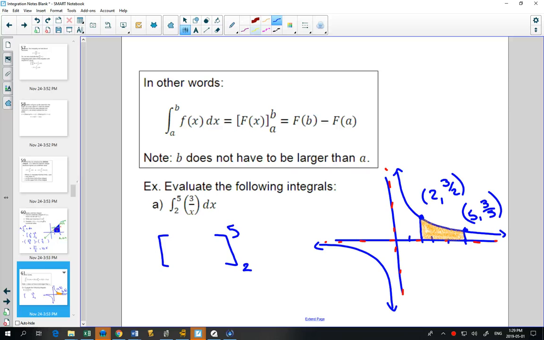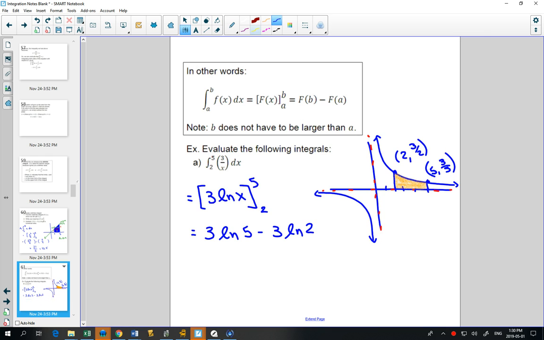This one can be tricky because it looks like a power rule, but in reality it is a natural log. 3 natural log of x. So our area would then be, plug in the 5, plug in the 2. If we didn't have a calculator, we could leave our answer like that.